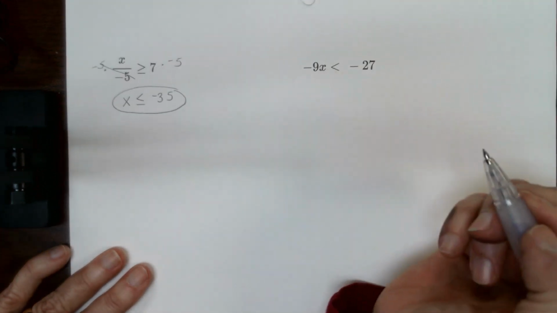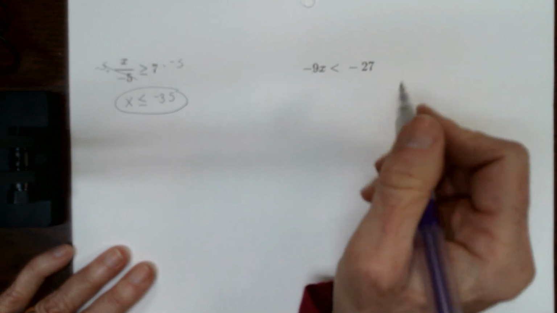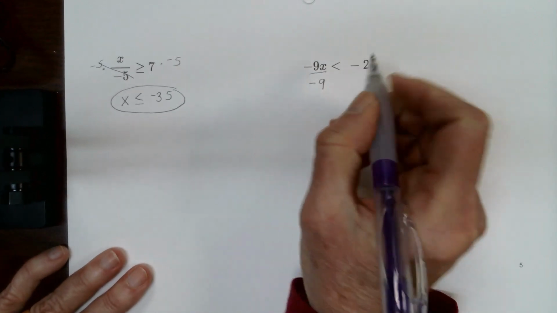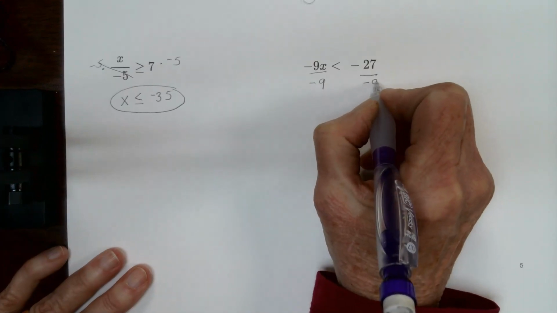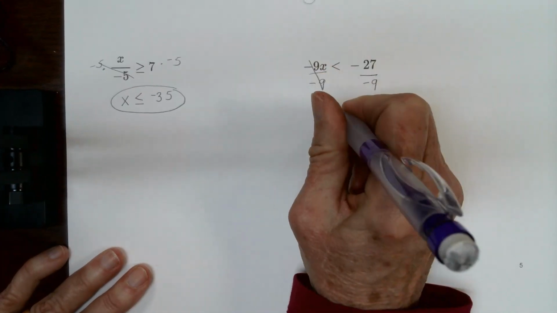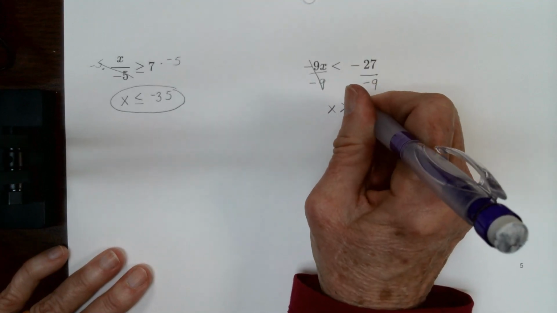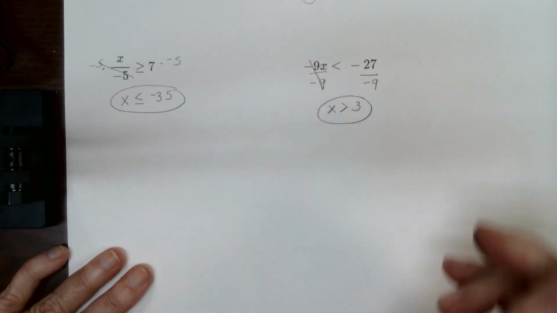This one, the negative 9 is multiplied by the x, so to get rid of it, I divide by negative 9. What I do to one side, I have to do to the other side. Because I divided by a negative, I switch the direction of the inequality, and I get x is greater than 3.